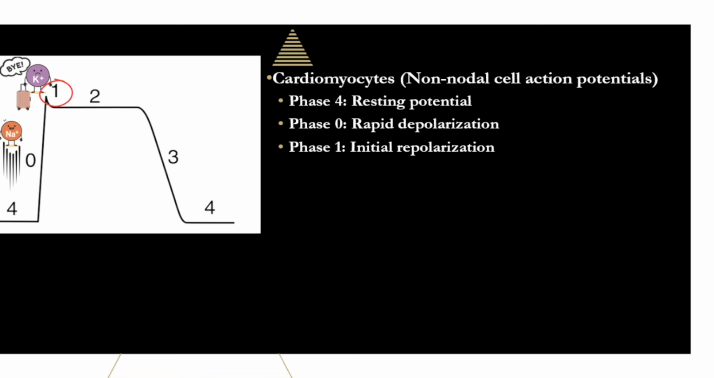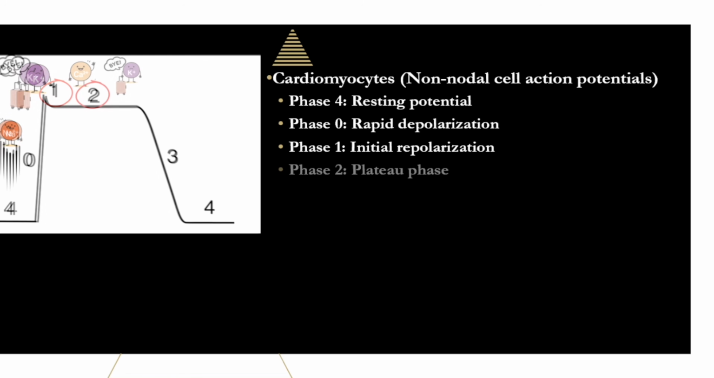Next is phase 1, a brief but important moment. Sodium channels close and potassium, the party pooper as we'll call him, begins to exit the cell. This leads to a slight dip in the membrane potential known as initial repolarization. Phase 2, potassium keeps leaving like the party pooper that he is, but calcium starts to enter the cell at the same time, which essentially balances things out, and that's why phase 2 is known as the plateau phase.